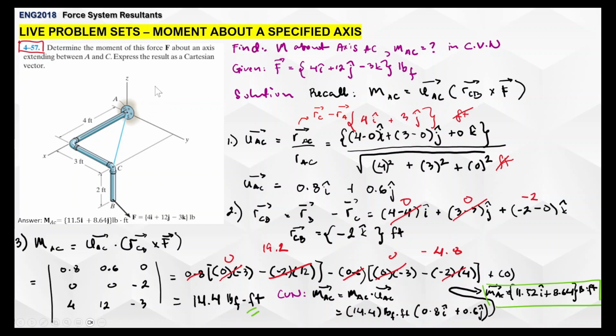Unfortunately, that's not yet the final answer because we need to express it in Cartesian vector form. Fortunately, we already got the unit vector UAC. So all we have to do is just multiply 14.4 with UAC, just like so. So 14.4 times 0.8 i hat plus 0.6 j hat will yield you 11.52 i hat plus 8.64 j hat. So that's 8.64 j hat pound force feet.